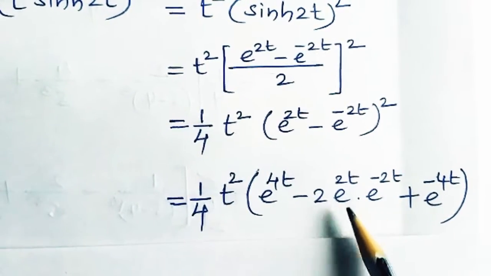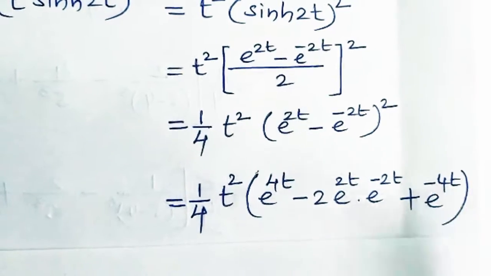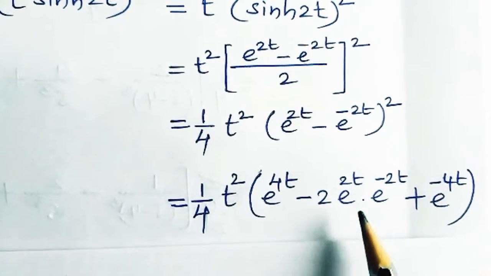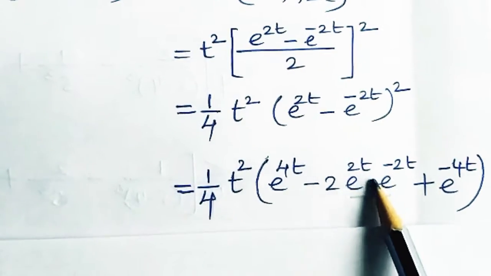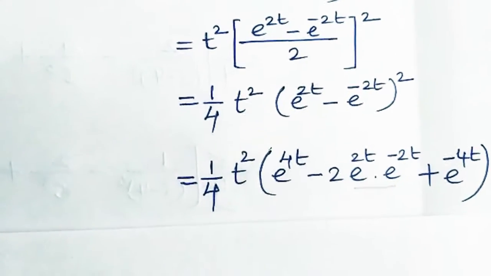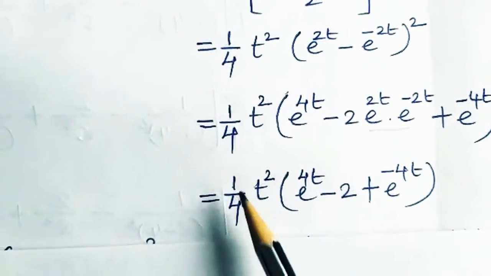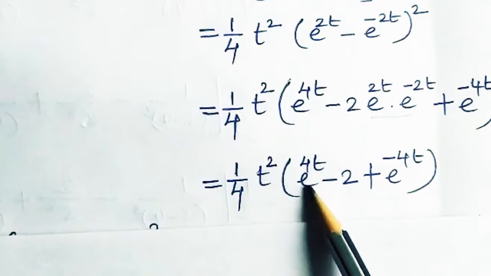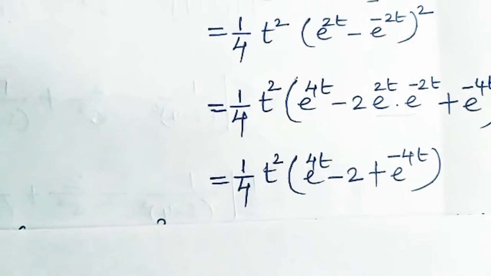minus 2 times a into b, e raised to 2t e raised to minus 2t, plus e to the power of minus 4t. And we know that e raised to 2t and e raised to minus 2t, that becomes e to the power of 0, and e to the power of 0 is 1. So the middle term is just 2. That is 1 by 4 t square, e raised to 4t minus 2 plus e to the power of minus 4t.